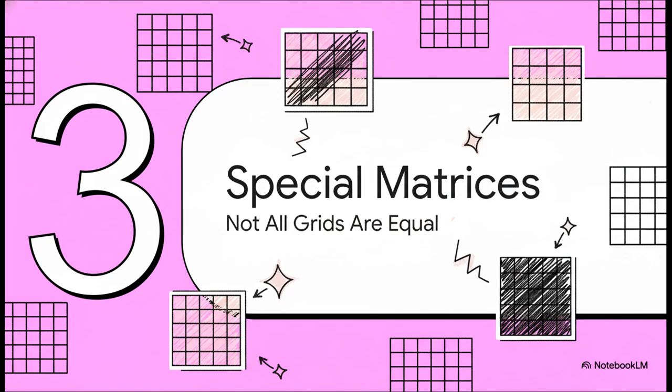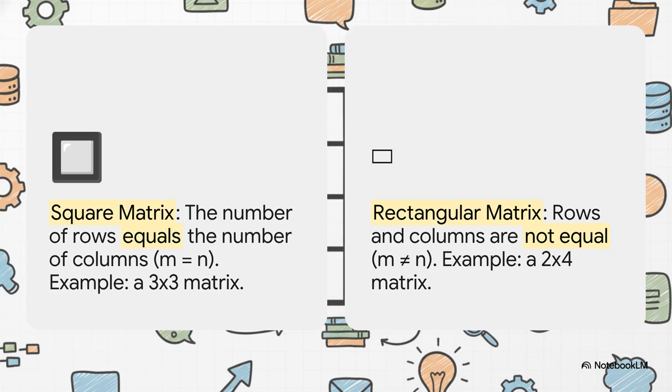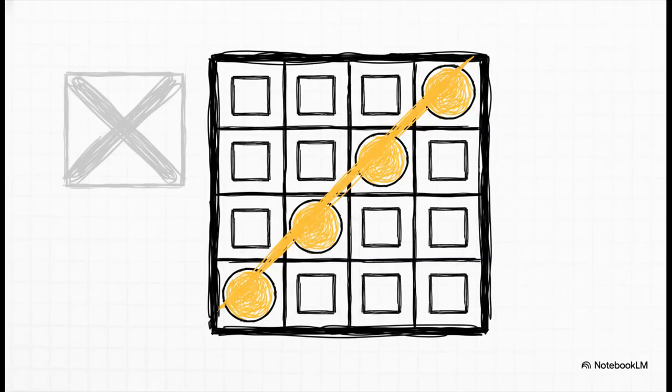Because once you get the basic grid down, you start to see that there are all these special kinds of matrices. And they all have their own unique tricks. Turns out, not all grids are the same. So, the first big difference you need to know is between a square matrix and a rectangular one. It's really simple. If the number of rows equals the number of columns, bam, it's a square matrix. A 3x3, a 4x4. If those numbers don't match up, it's rectangular. And this might seem like a small detail, but trust me, it's a huge deal for what you can do with them.